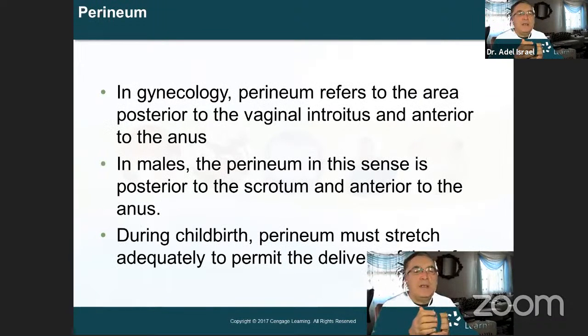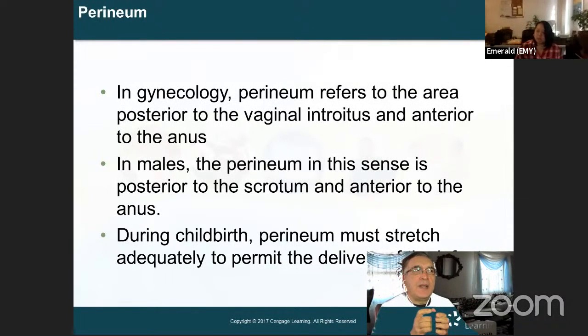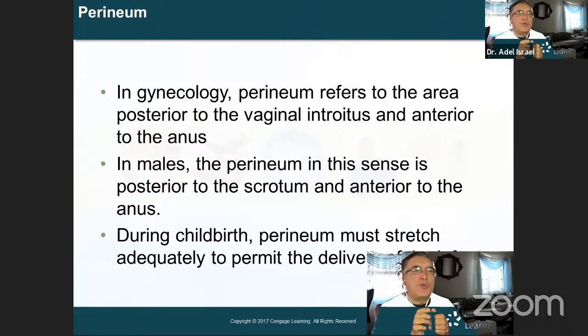The area between the opening of the anus and the opening of the vulva, we call the perineum. Perineum. Try to pronounce after me. This perineum refers to the area posterior to the vaginal introitus and anterior to the anus. In the male also they have a perineum, which is the area posterior to the scrotum and anterior to the anus.